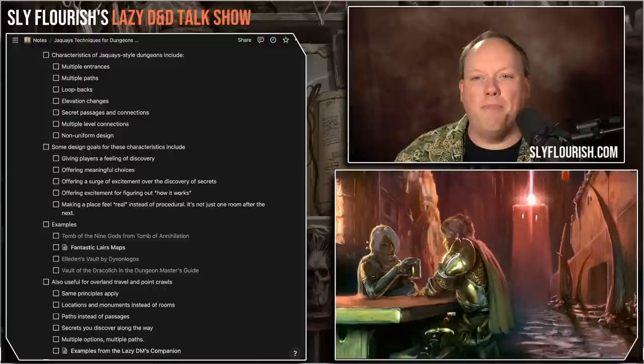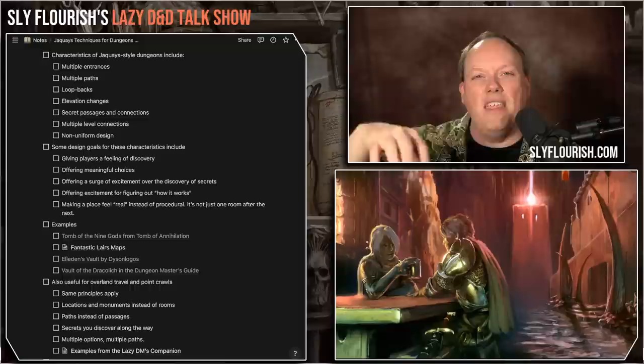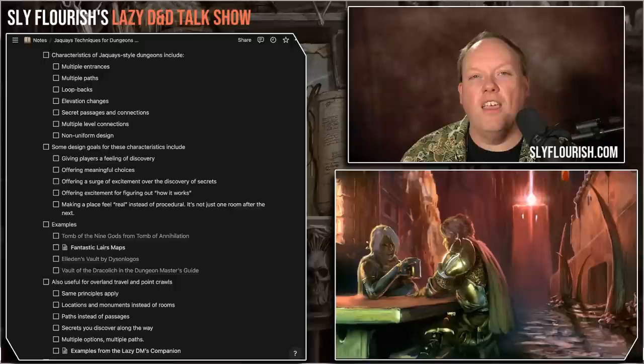Elevation changes. These could be either minor elevation changes or major elevation changes. Do you have sections of your dungeon that sit over another side? Are there stairwells that lead down? Are there tunnels that go underneath other parts of the tunnels? Elevation changes like that. Are there secret passages and connections? Are there secret ways to get from one place to another?